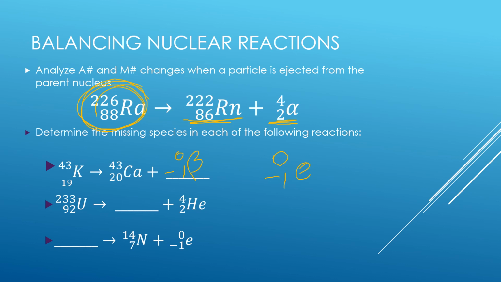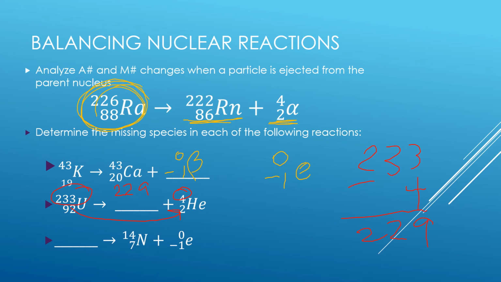Example number 2, we have a uranium atom with a mass of 232 and atomic number of 92. I see that it has emitted an alpha particle over here. So what I'm looking for is the radioisotope. What does uranium mutate into after it emits or releases an alpha particle? I see that the mass number is 233 on the left and is 4 on the right. So if I want to figure out what that missing mass number is, 233 minus 4, I get 229. So the missing mass number is 229.